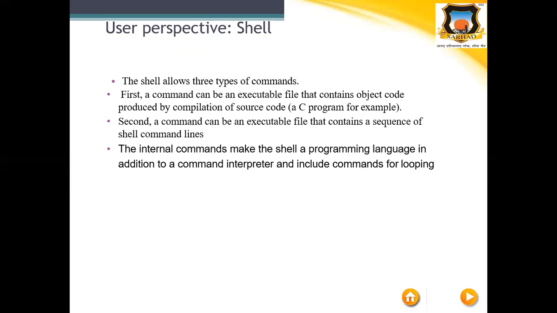When we give ./a.out as a command, that contains the object code and will be the executable file. The second type of command is again an executable file, but it doesn't contain object code; it contains a list or sequence of shell command lines. The third type is the internal command, which makes the shell a programming language in addition to a command interpreter, and includes commands for looping.